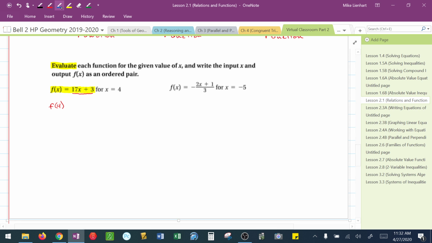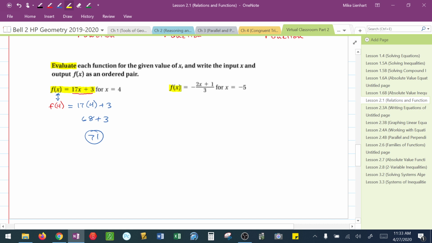Well, if you notice right here, I simply substituted the 4 in for the x. That's exactly what I need to do on the right side of this function now. 17 times 4 plus 3. What this simplifies to is how I evaluate the function when x is equal to 4. So if I take 4 times 17, I get 68 plus 3, which would be 71. And I know f of 4 is equal to 71.